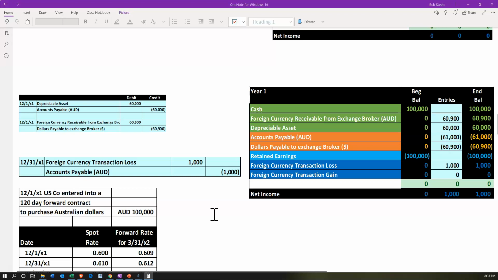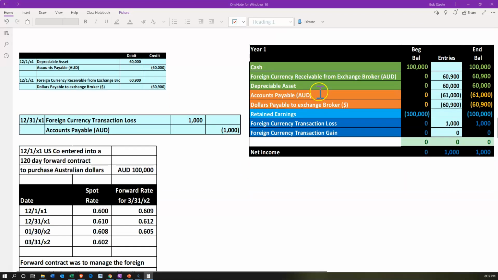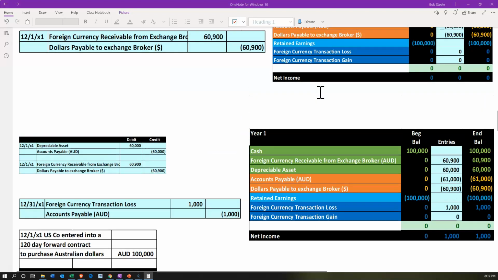Therefore, we have to do adjusting entries to revalue this receivable and this payable as of the balance sheet dates. Let's take a look at the payable first. So we're going to be considering this payable. Let's go back up to the prior problem.